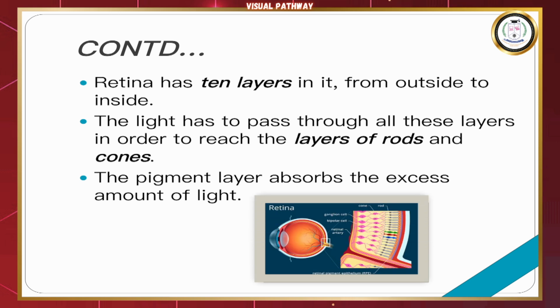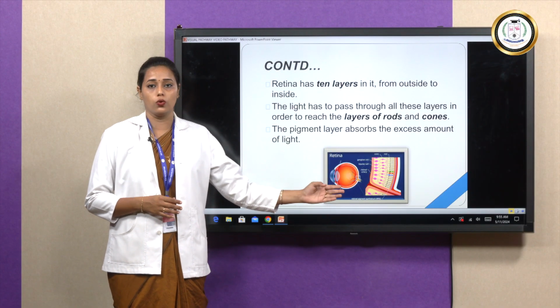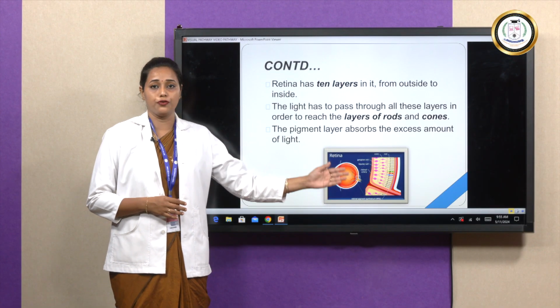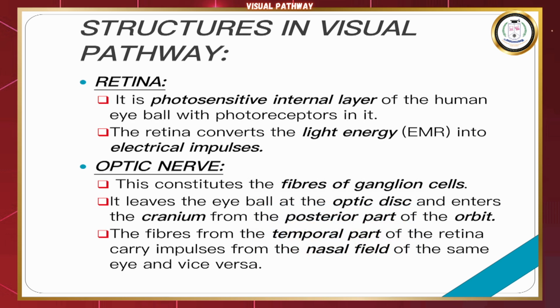The light ray will be passing through all the layers of retina in order to reach the layers of rods and cones. After reaching the layers of rods and cones, the excess amount of light will be absorbed by the layer which is called as pigment layer. Now let's start to discuss about the structures of visual pathway. First, we learn about retina.